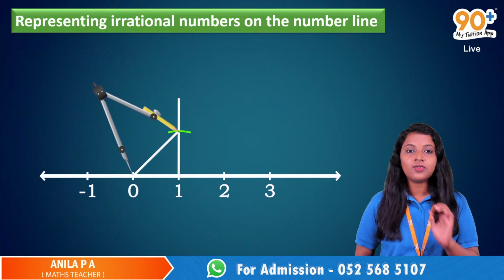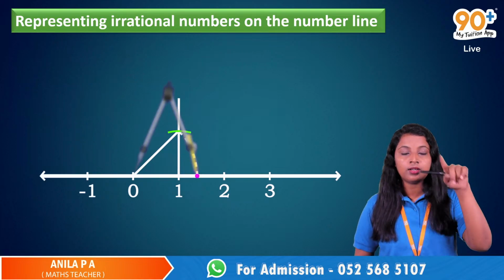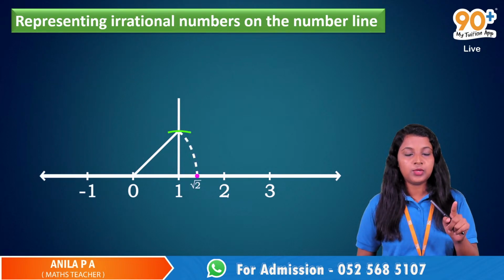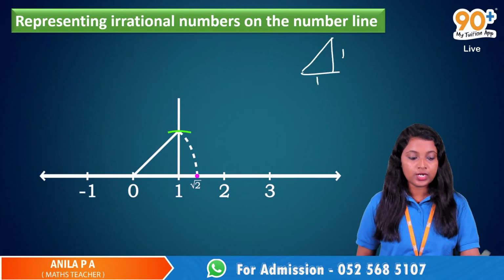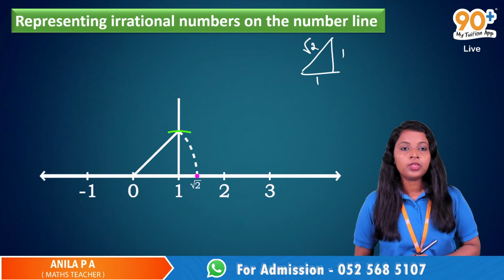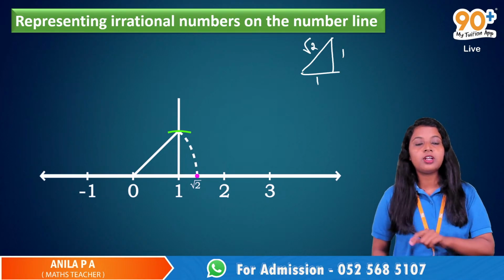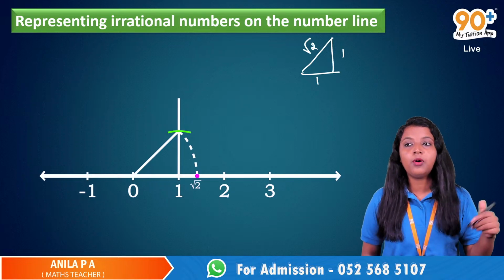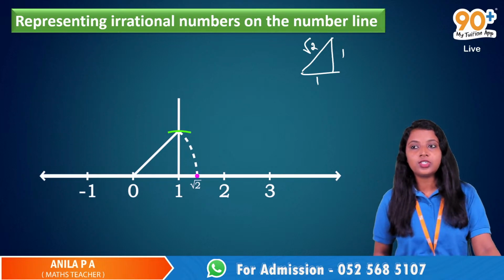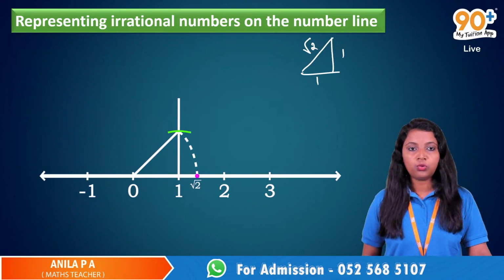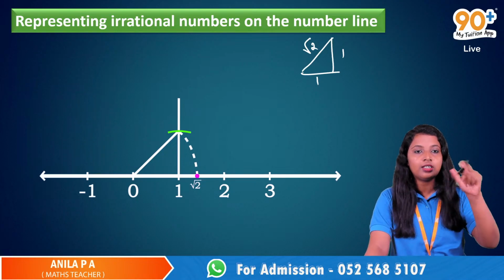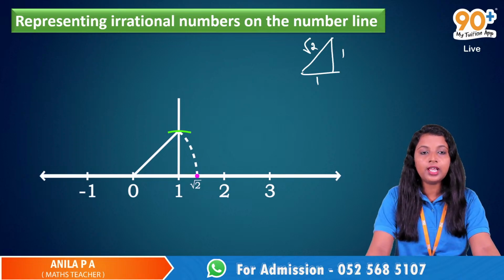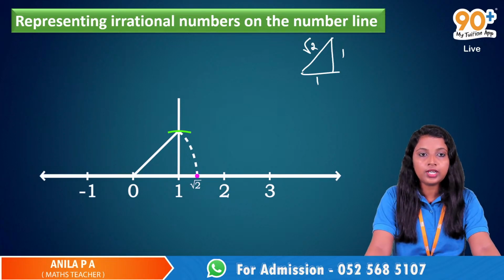0 to 1 is 1 centimeter, and 1 to that green line is again 1 centimeter. So using Pythagoras theorem, we have constructed a right angle triangle. This is 1 centimeter, this is also 1 centimeter, so this is root 2. Now taking that point in a compass, we cut an arc, and the point where the arc touches the number line is root 2. Instead of using the compass to draw this perpendicular line, we are using a protractor. That is the only difference.